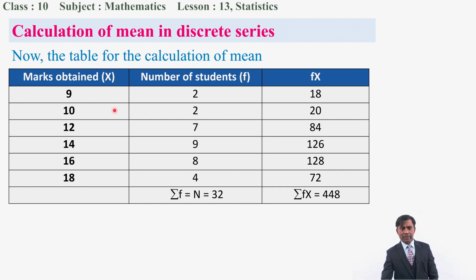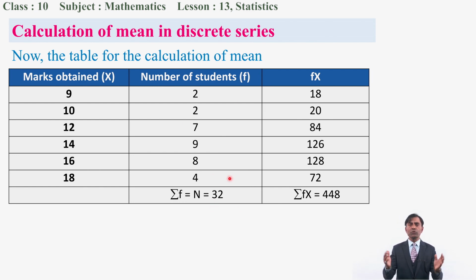Then each frequency is multiplied with its corresponding value of x. 9 multiplied by 2 is 18, 10 multiplied by 2 is 20, and so on. Look at the sum of fx, the total of the fx, that is summation of fx. This is equal to 448. We got it. And the total number of students is 32.